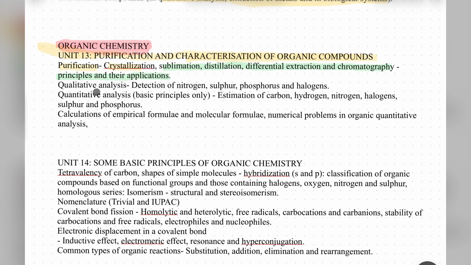That is partition chromatography. All these things are there. Next, in this, qualitative analysis and quantitative analysis both are there, right? Very important: detection of nitrogen, sulfur, phosphorus, halogens. This is common only, right? That is estimation of carbon, hydrogen, nitrogen, halogen, sulfur. Common question. This is common syllabus as it is we have, right?